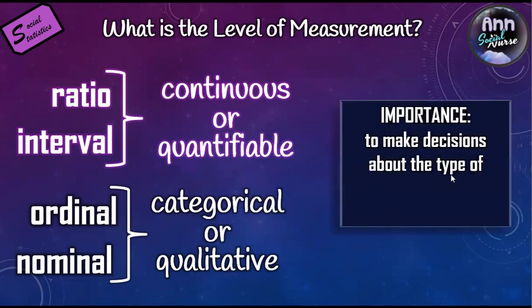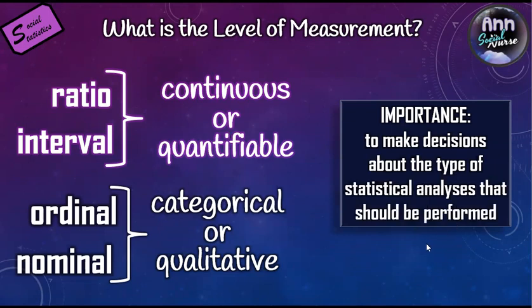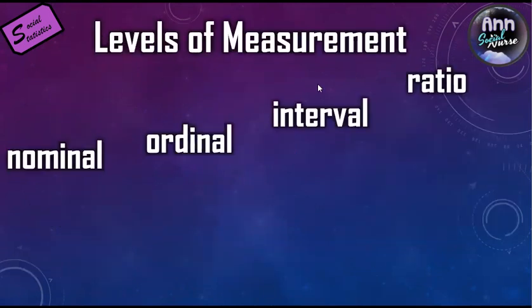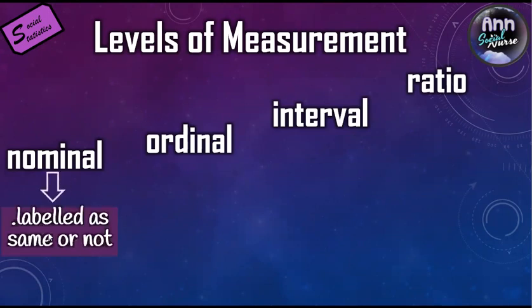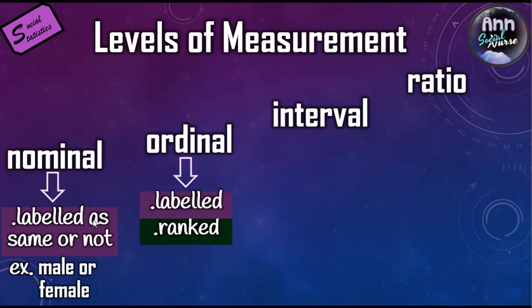The importance in knowing this is to make decisions about the type of statistical analysis that should be performed in your study, as arranged according to power, according to level. So nominal here is labeled as same or not, like male or female. That's the lowest level of measurement. Going to ordinal, that's higher than nominal. It has the characteristic of nominal. It is also labeled, but ranked this time. Example, second floor. So second floor is higher than the first floor, and so on.